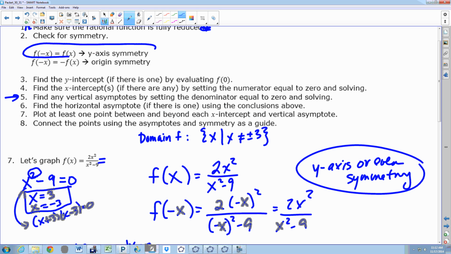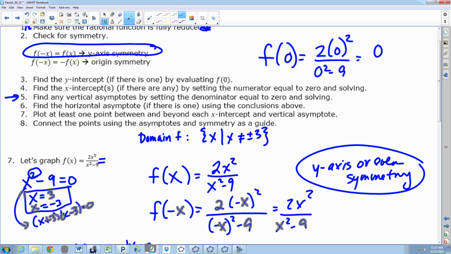Cool. Done that step. Find the y-intercept. To find the y-intercept, I evaluate my function when x is 0. So I put 2 times 0 squared over 0 squared minus 9. That's 0 over negative 9, which is 0. So (0, 0) is my y-intercept.